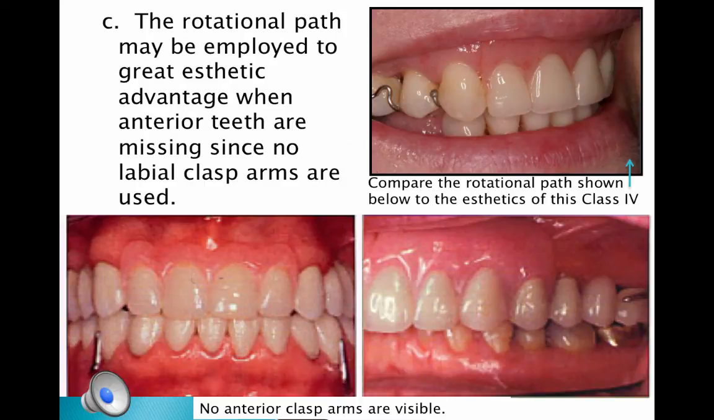The rotational path may be employed to great aesthetic advantage when anterior teeth are missing, since no labial clasp arms are visible or used with this prosthetic design. The posterior ones are present, but they don't show that much. Compare that one on the left with what you see up above on the right.